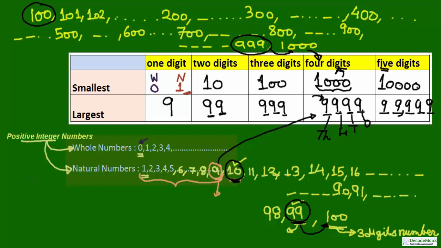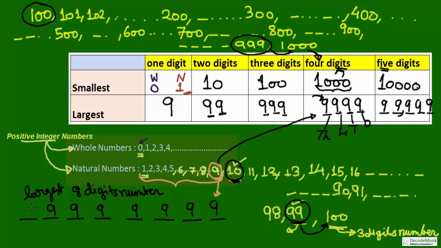So now if somebody asks you the largest 8-digit number, you can easily answer that. For an 8-digit number, there will be 8 places: 1, 2, 3, 4, 5, 6, 7, 8. You take 8 places and put 9 at all the places. So this is going to be the largest possible 8-digit number.